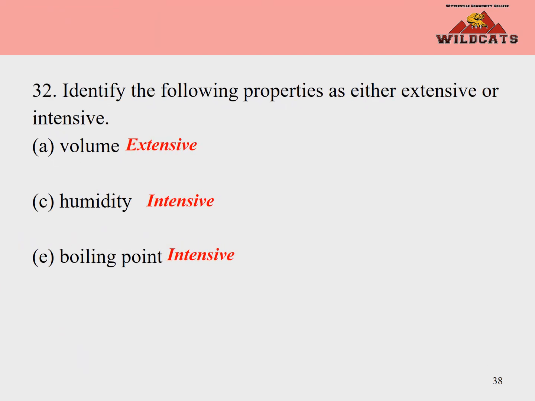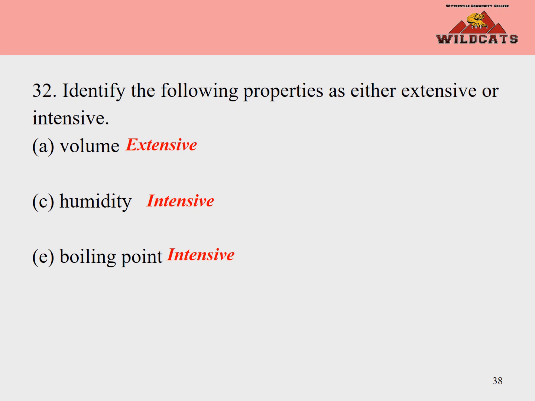Number 32 says identify them with properties of either extensive or intensive. Volume is extensive. You're looking on the outside to find out how much you have. Humidity is intensive because you're inside, like a humid room, humid weather. Boiling point is intensive.